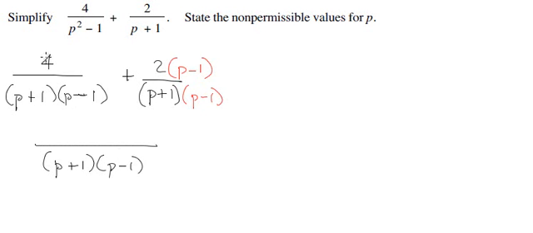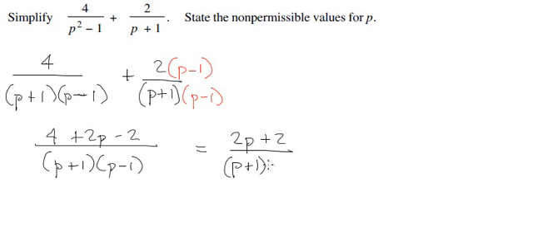In the numerator we have 4. And from the other bit here we have plus 2p. And then we have 2 times negative 1, which is negative 2. Collect like terms, and we'll put these in the right order, so I'll do the p's first and then the numbers. We get 2p, and then 4 take away 2 is 2 over p plus 1, p minus 1.